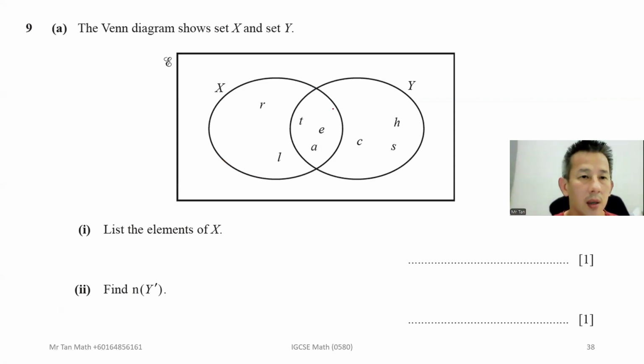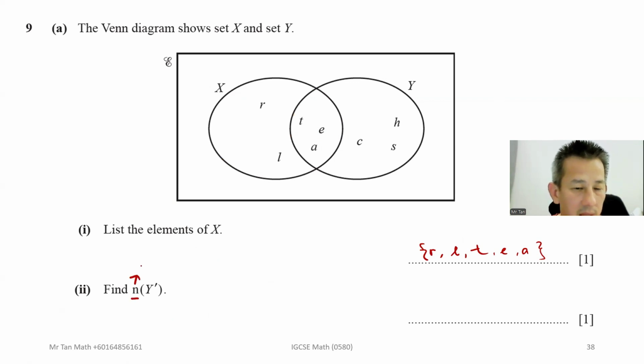Okay, number 9. The Venn diagram shows a set of x and y. List the elements of x. So x is R, L, T, E, A. N is the number of elements. Find the n of this, the number of elements. This is the complement, that means other than y. So it will be here. 2 is 2.